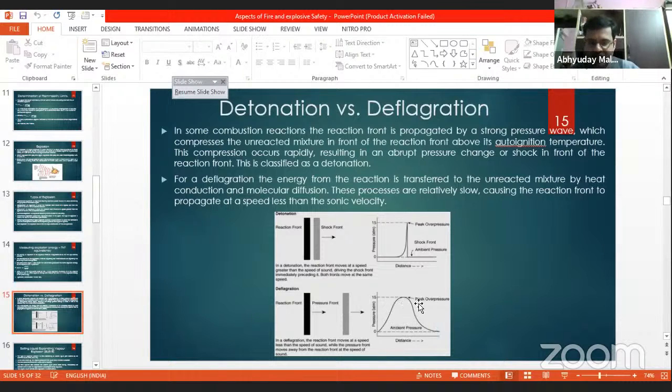The pressure variation with the distance is flat compared to detonation, where the pressure variation is very abrupt. Suddenly the pressure increases, and this continues over the distance through which the explosion spreads. So detonations carry a lot more energy and cause a lot more damage than deflagrations.